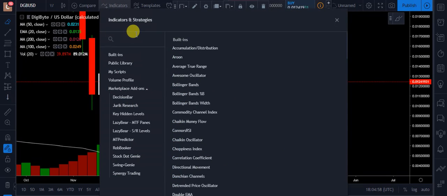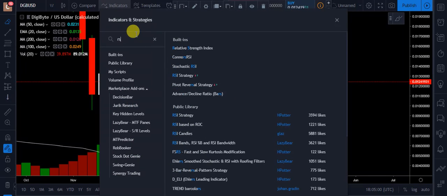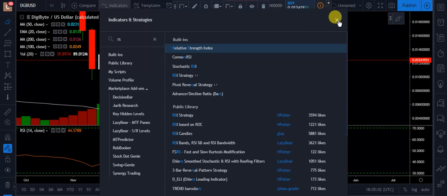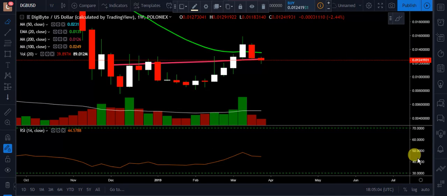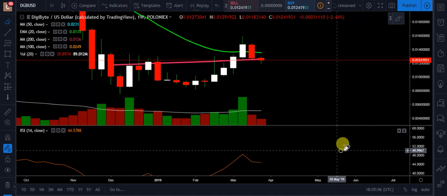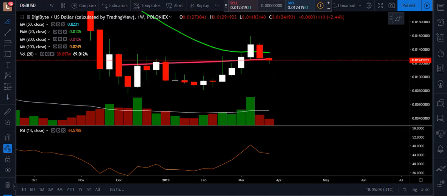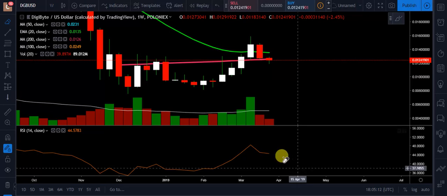Now, when we go to our RSI, and this is probably one of my favorite indicators, it's one that I like to use all the time. The RSI is just kind of neutral right now, guys. Probably a little more bearish than it is bullish, but we'd almost say the neutral camp. We're at 44 right now.